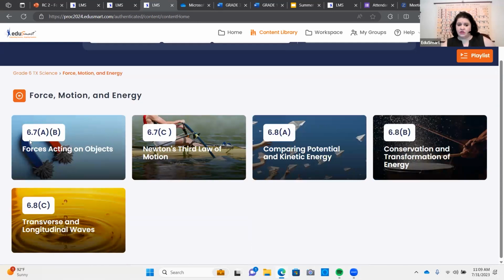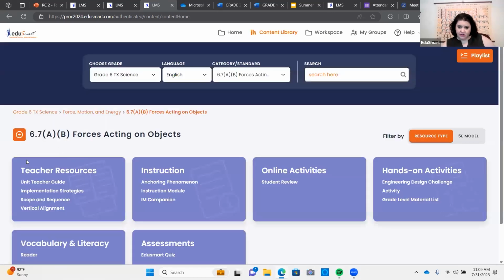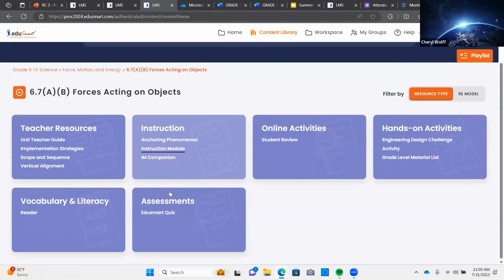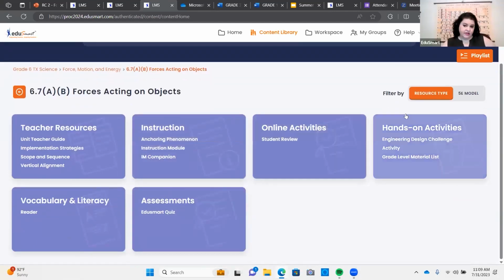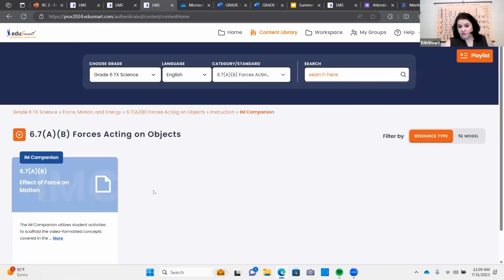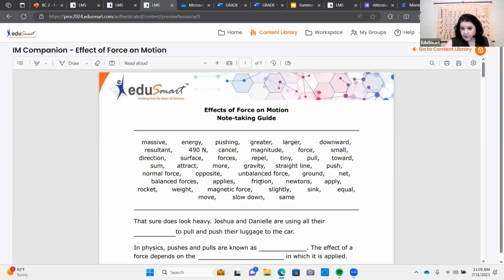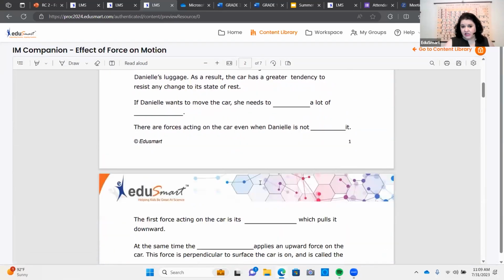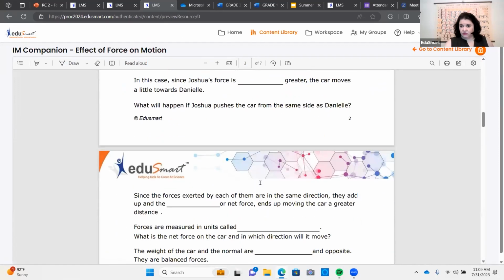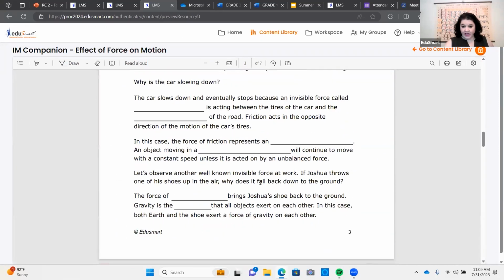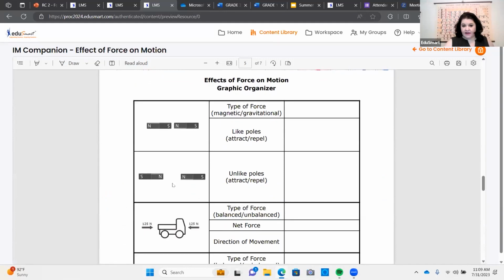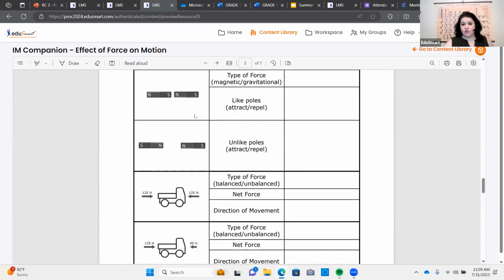So all I was showing here was the forces acting on an object. And that was the instruction module. You also have your student reviews, engineering design challenges. With that instruction module, of course, we have the note-taking guide, which is 3 parts. It's a fill-in-the-blank closed style note-taking guide with word bank. And then it's going to have a graphic organizer that brings in your science and engineering practices.